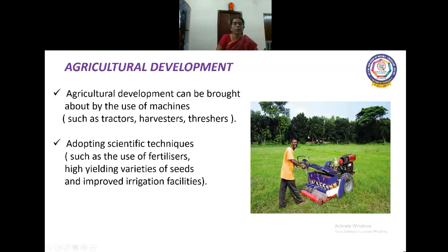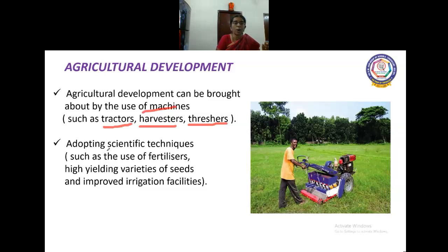To get agricultural development, there should be usage of more machines. Agricultural development can be brought about by the usage of machines like tractors, harvesters and threshers. Tractors are used in the agricultural fields for plowing the land. Harvesters are used to harvest the crop. Threshers are used to remove the grain from the straw.